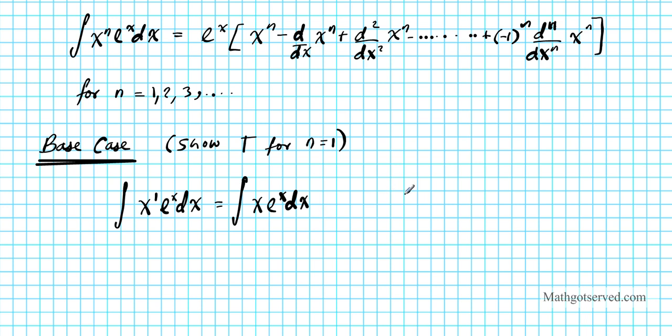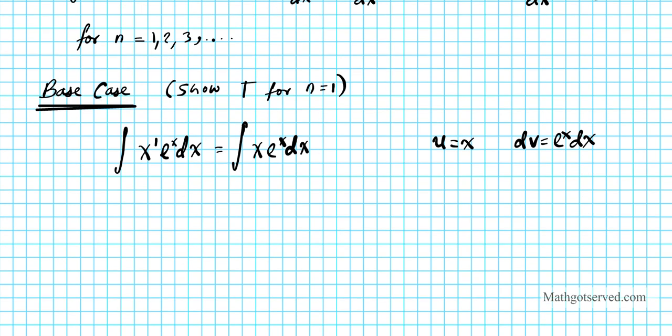So using integration by parts, I'm going to set u to x, and then I'm going to set dv to e to the x dx. Now I'm going to differentiate u to get du. du is going to be simply 1 dx, and then I'm going to integrate this to get v.